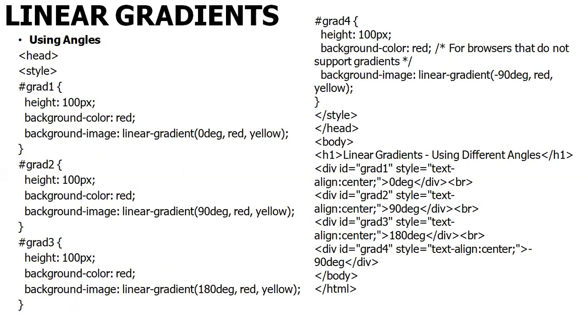The head tag should be open, the style tag should be there, then #grad1 is there. So grad1 is the ID attribute and height is 100 pixel, background color is red, background is a linear-gradient 0 degree red yellow. #grad2, height 100 pixel, background color is red, background image linear-gradient 90 degree, comma red, comma yellow.